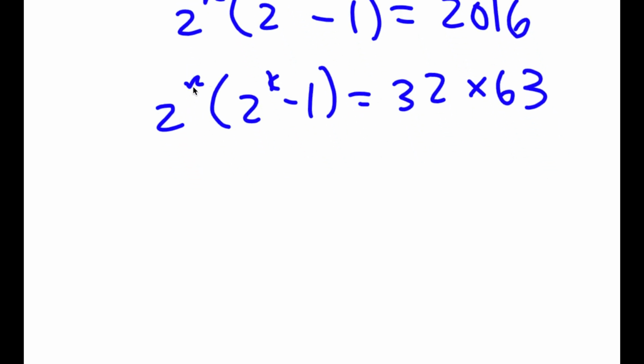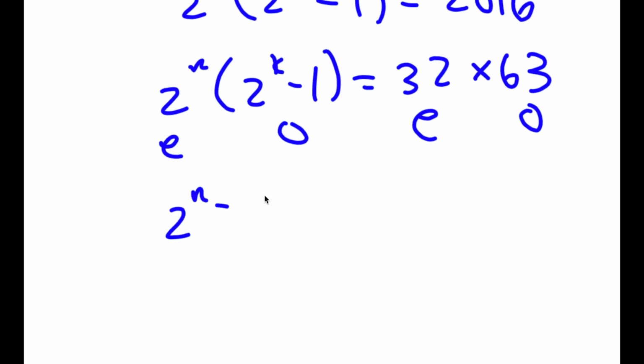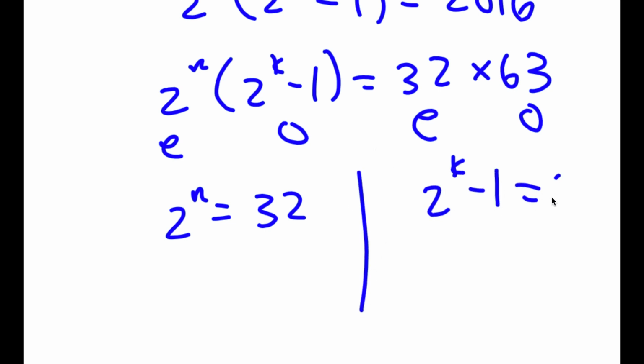So as you can see here, 2 to the power of n is going to be an even number, right? Even, because 2 to the power of any number is even. Now 2 to the power of k is even, but an even number minus 1 is going to be odd. So 2 to the power of n is even, and 2 to the power of k minus 1 is odd. Now 32 here is even, and 63 is odd. And notice how both of these are in the form a number times another number is equal to another number times another number. These two numbers are even, these two numbers are odd, meaning 2 to the power of n is equal to 32, and 2 to the power of k minus 1 is equal to 63.